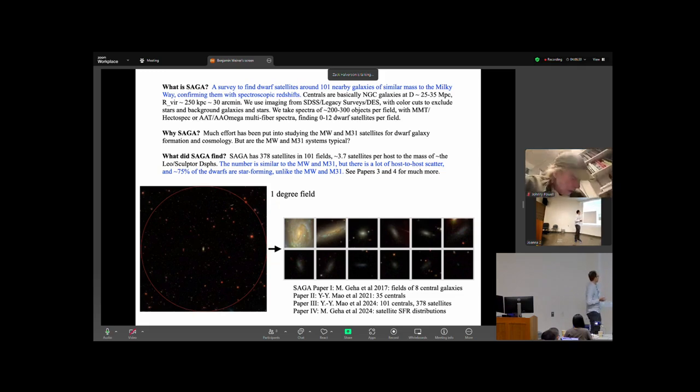There is a lot of host-to-host scatter, and about 75% of the dwarfs that we find are star-forming. That's not purely a selection effect. It suggests that the quenching of dwarf satellites is different in different halos. So the Milky Way and M31 are not completely representative in that respect. And there's a lot more detail in these papers.